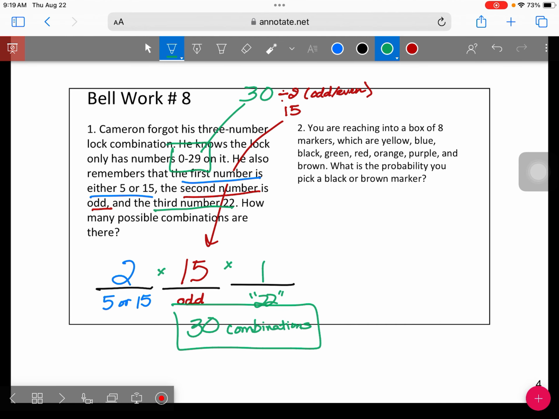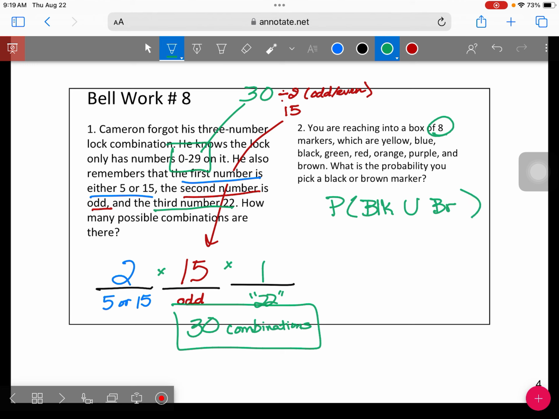Number 2, you're reaching into a box of 8 markers. You have 1 yellow, 1 blue, 1 black, green, red, orange, purple, and brown. What is the probability you pick a black or brown marker? A black or brown marker?